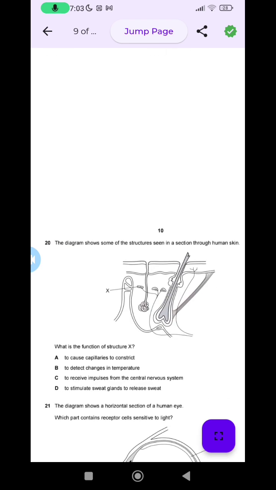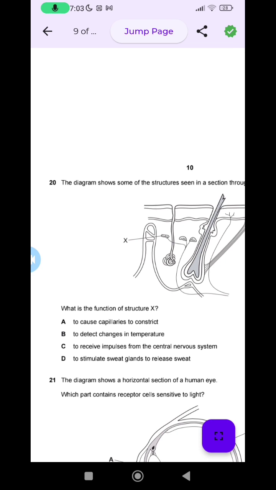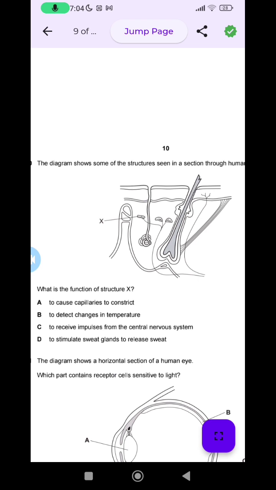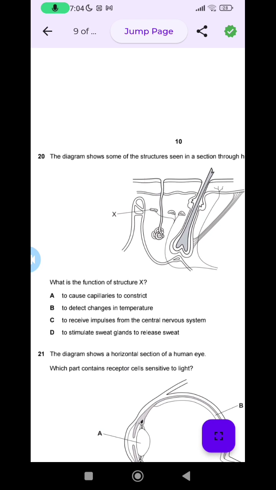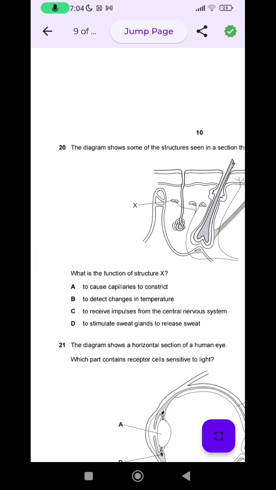20. The diagram shows some of the structures seen in a section through human skin. What is the function of structure X? Now we can clearly see X is a receptor and its function is to detect changes in temperature, not to receive impulses from the central nervous system, neither to cause capillaries to constrict nor to stimulate sweat glands. Its function is to detect changes in temperature, so B is the correct option.